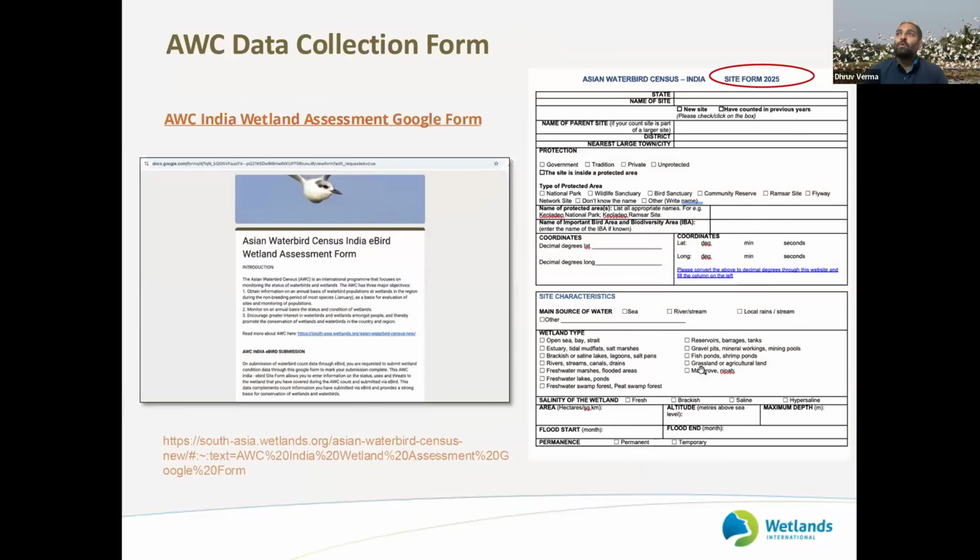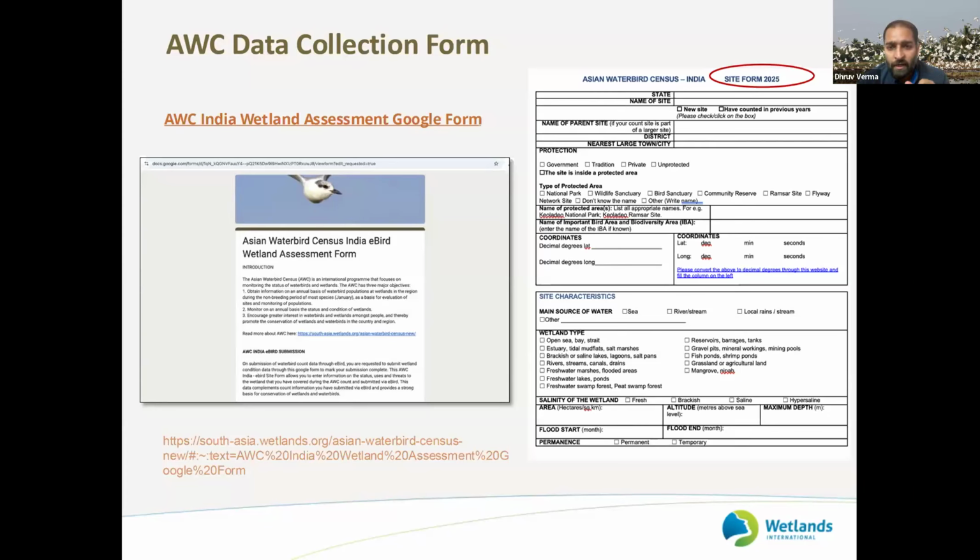Now, after doing the bird count on eBird, the important aspect is that we record our observations related to the site. In the conventional method of AWC, we have three sorts of forms. Number one is the site form, which usually stays standard. It doesn't change over years.